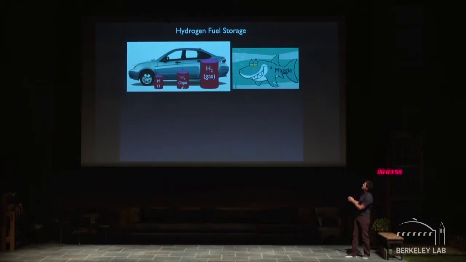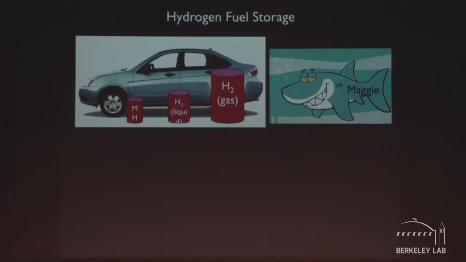So Maggie is magnesium. That's the metal that I work with. And as you can see, Maggie is a very rapacious little creature. I want Maggie just to eat hydrogen and form this nice stable metal hydride. But it turns out Maggie likes to eat fish and surfers and other things.